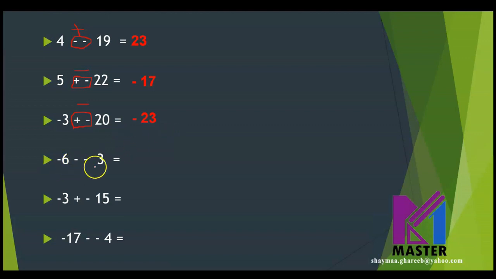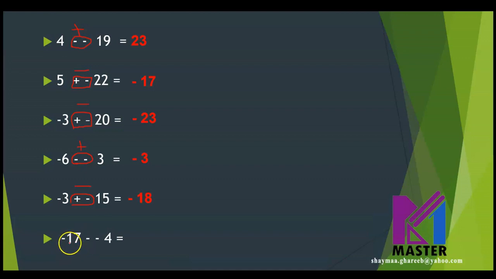Negative 6 minus negative 3. So I'm going to change the two signs into addition. So negative 6 plus 3 equals 3 more than negative 6 equals negative 3. Negative 3 plus negative 15, I'm going to change both signs into subtraction sign. So negative 3 minus 15, so a number that is 15 less than the negative 3, which is negative 18.